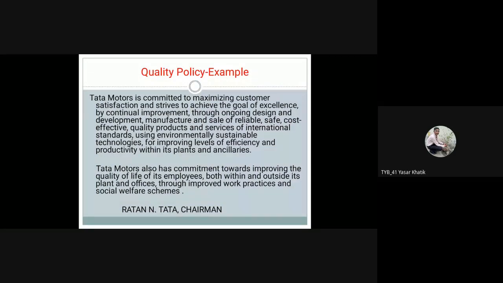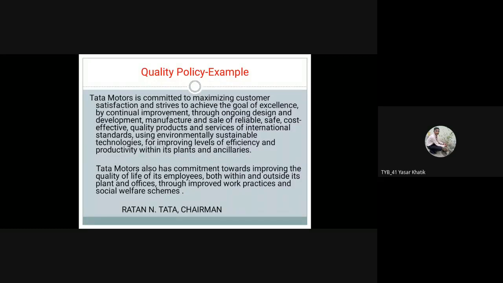Tata Motors also has a commitment towards improving the quality of life of its employees. This is a very important point. Not only regarding the product, they are committed to their employees regarding their life and their future planning. They are providing policies regarding their employees' families, medical claims and insurance. Whatever they are committed to, they are following their commitment.